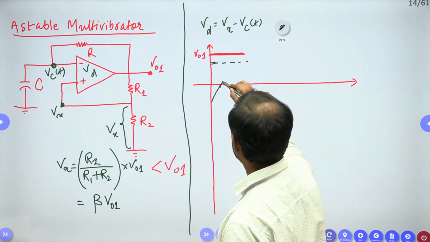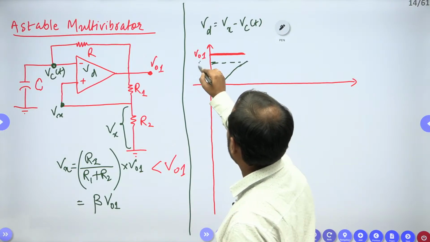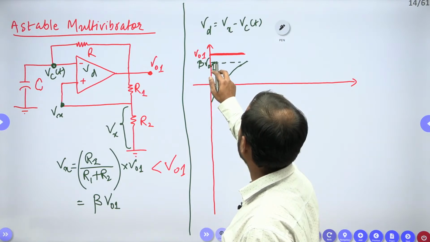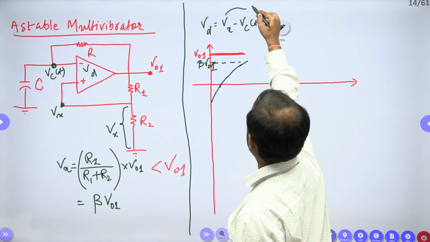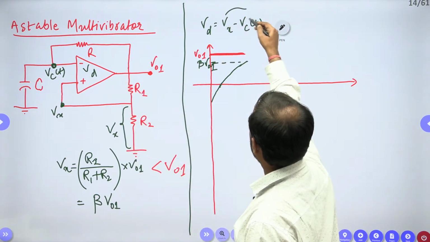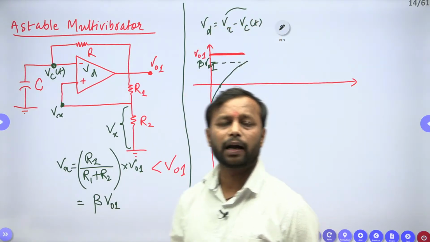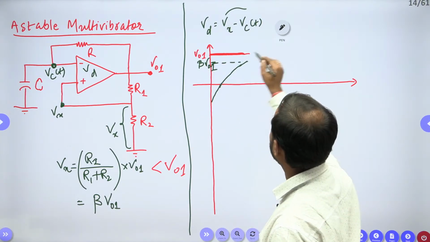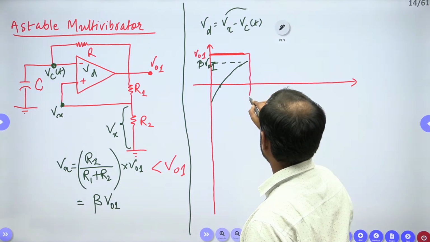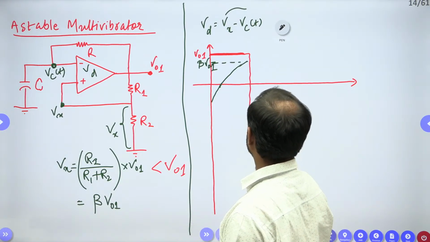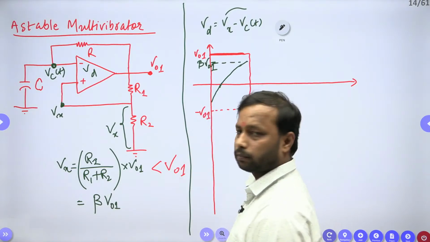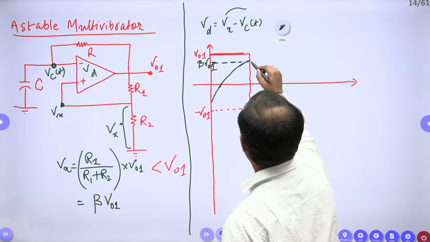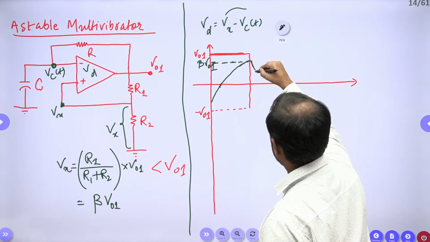Now this capacitor will charge, and whenever the capacitor touches beta V01, this will become 0. This Vx is fixed, this capacitor is charging. So whenever this capacitor exceeds this Vx, this Vd will become negative. As soon as the capacitor exceeds beta V01, your output will change to minus V01. All right. So from here, the capacitor will now discharge like this.